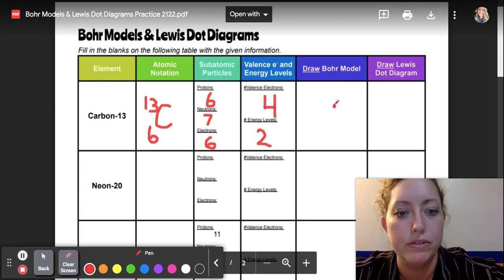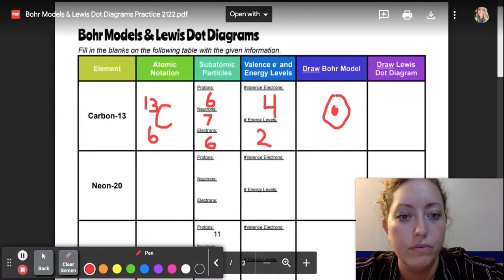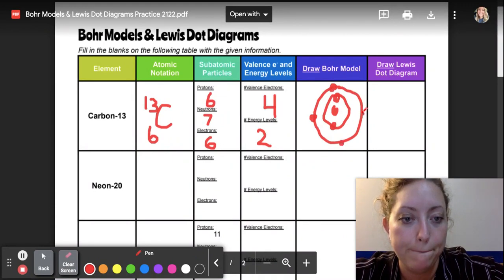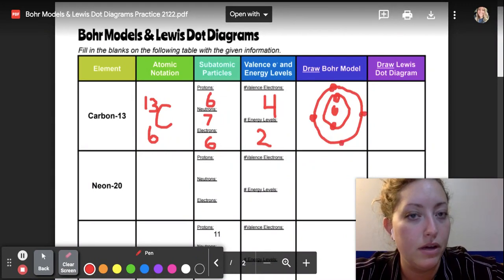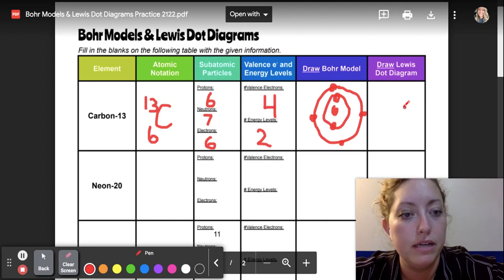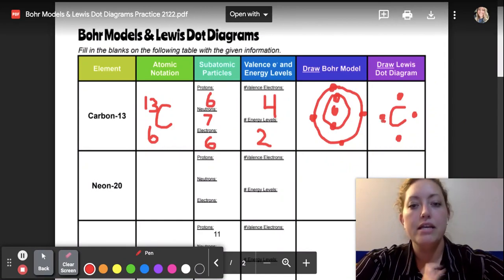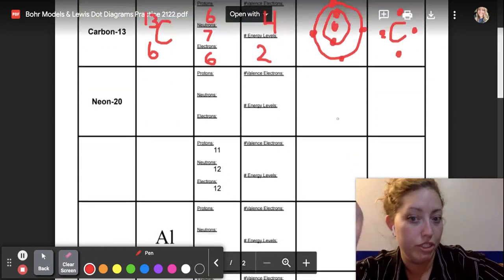Now you would draw a Bohr model. I'd say, okay, this is my nucleus. I am going to draw one circle with 2 electrons on it. This is not pretty, guys. I'm going to draw another one with the other 4 electrons hanging out. And then drawing your Lewis dot diagram: Lewis dot diagrams just represent your valence electrons. They're going to have all of these, and you're going to separate them. Boom, you're done.